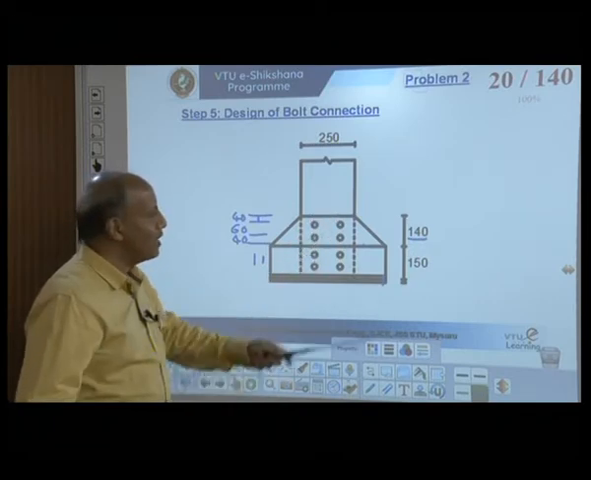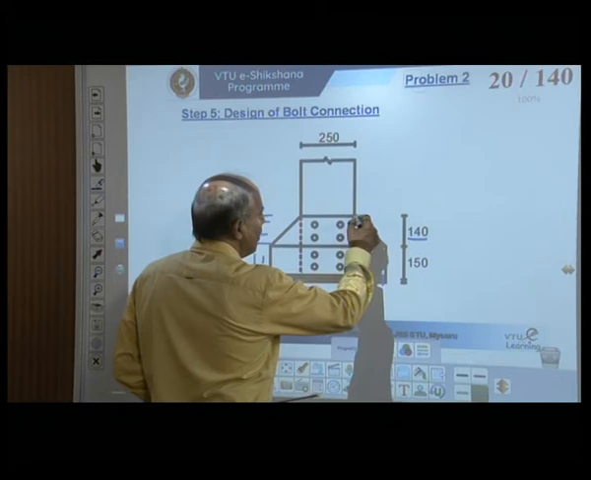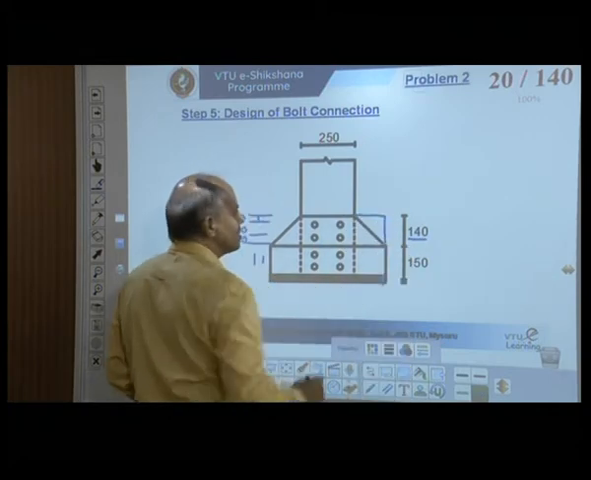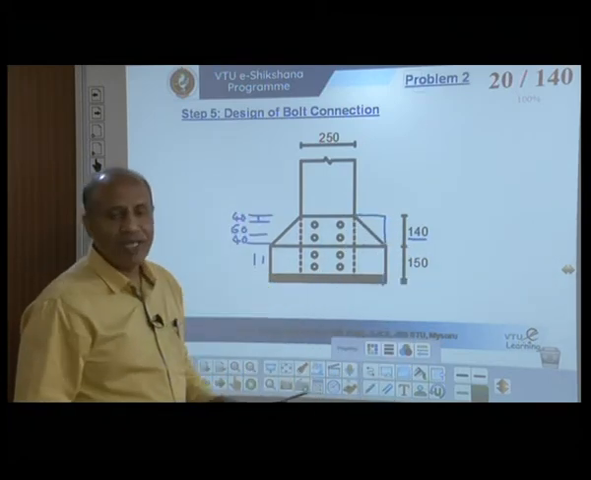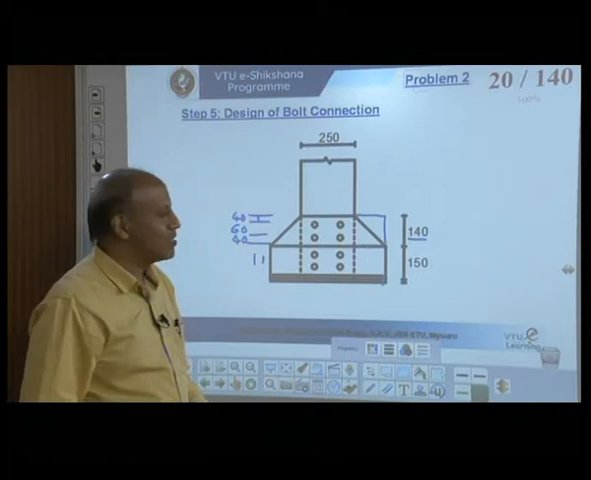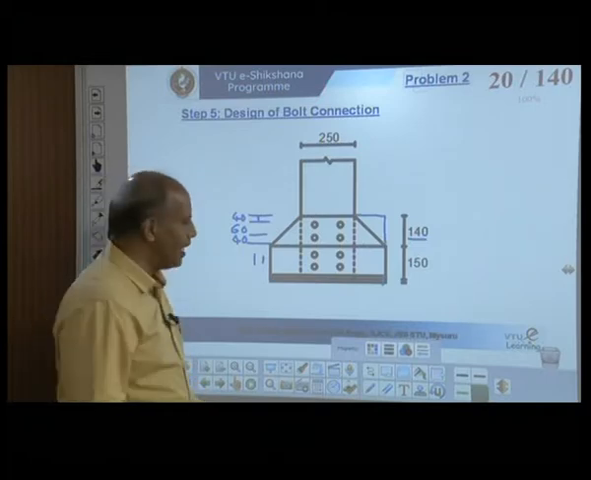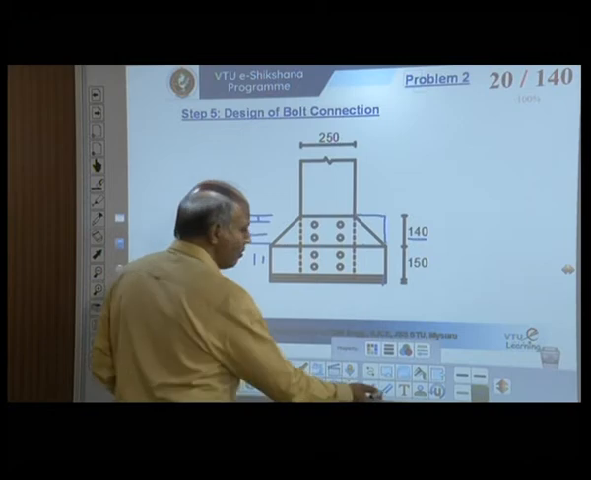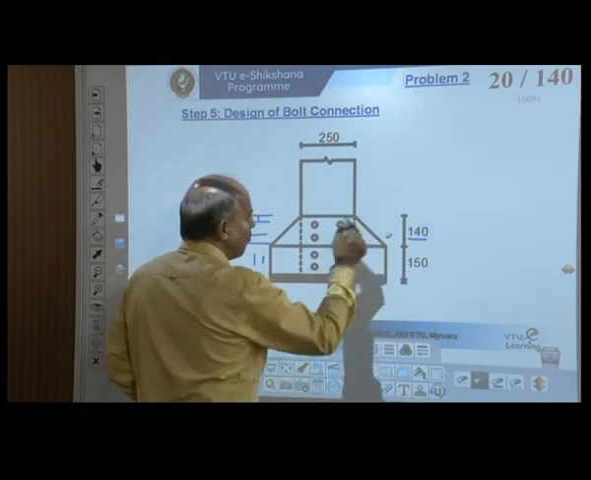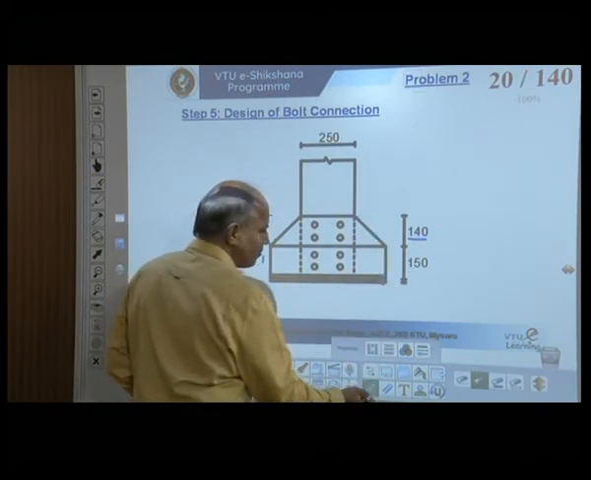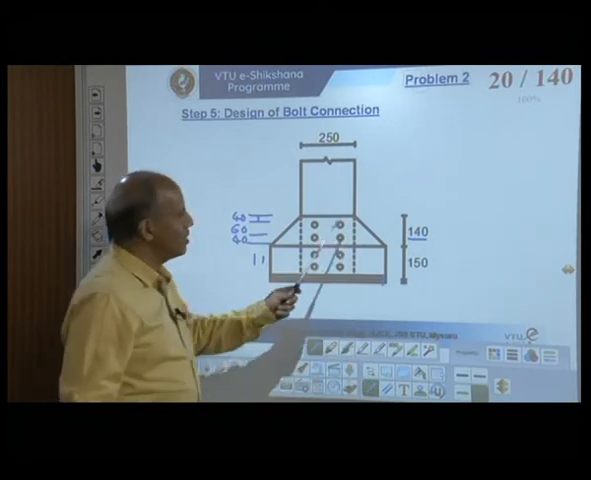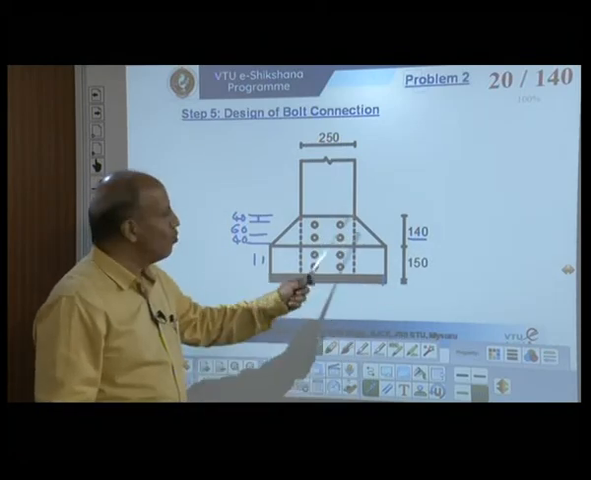Now, but that can be tapered. We don't recommend having a gusset plate like this, because that would be a waste of material, and it's not going to help us in any way. So we can take this portion out, and design the gusset plate like this, tapered uniformly.